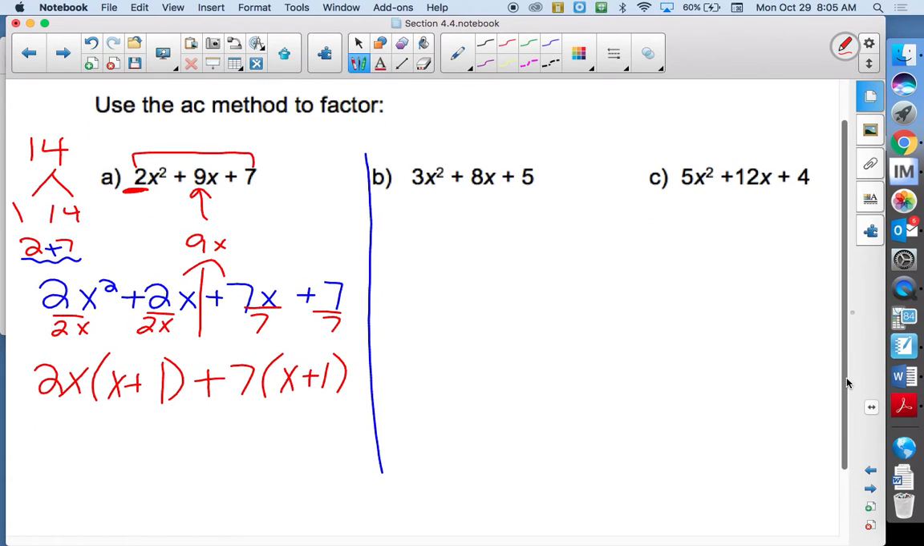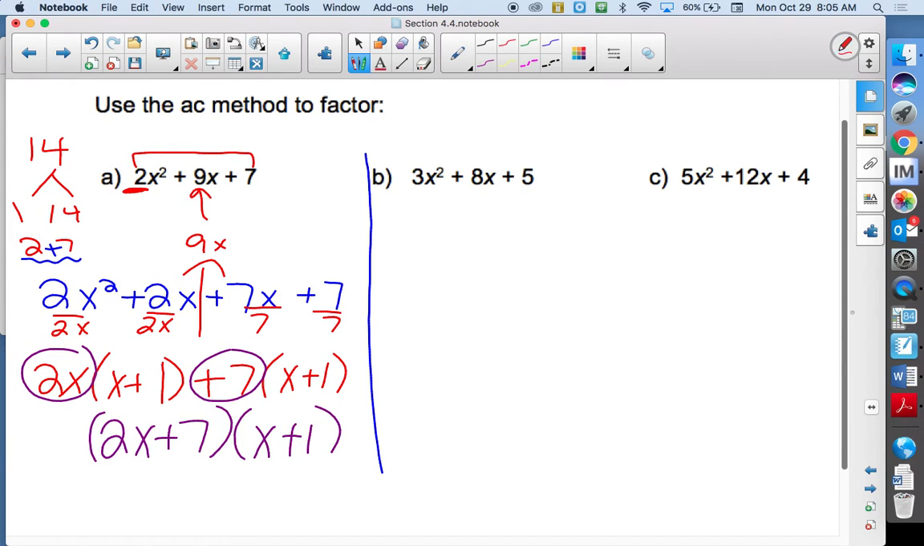So this factoring works because the parentheses are the same. If they're not the same, then you pulled out the wrong GCF. So because they're the same, we can take the 2x and the 7, pull them together, because they're both being multiplied by x plus 1. So separately, they're multiplied by x plus 1, but they're like terms. So together, they're being multiplied by x plus 1. Questions?